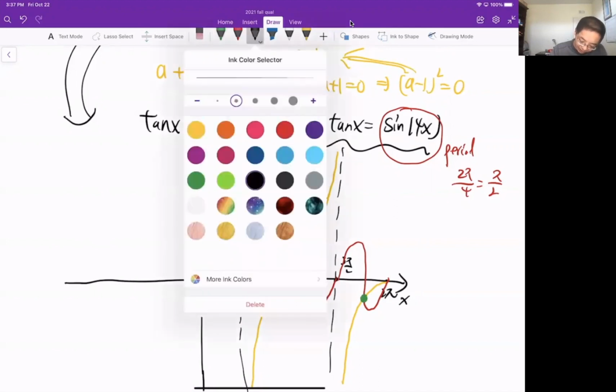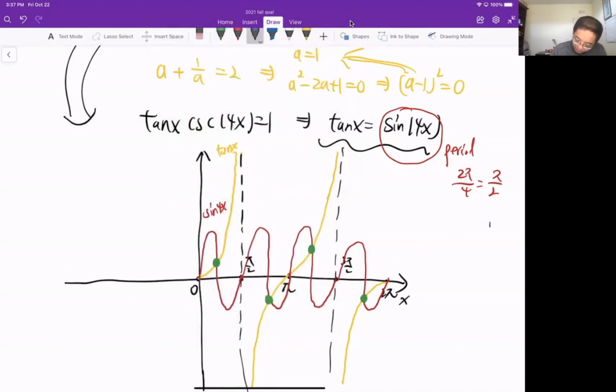If we just look at the intersections of this equation alone, tangent x equals sine 4x, we have things like this, right? So this is an intersection, and this is also an intersection, and this is also an intersection. However, for those intersections, we get sine 4x equals 0.